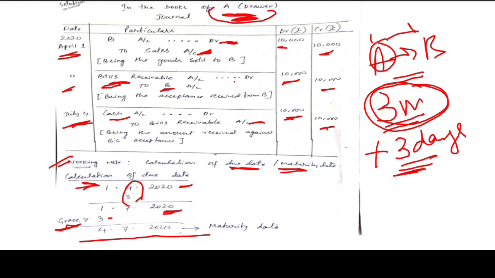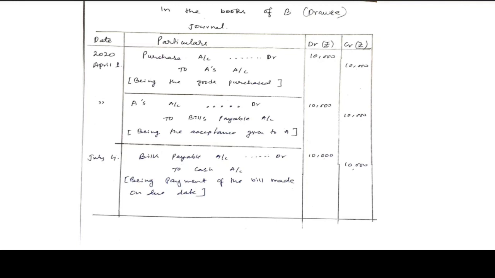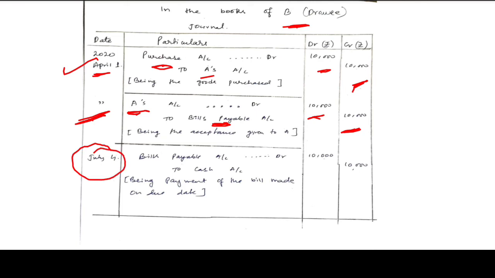Now let's see what entries are made in the books of B, that is drawee. The first entry, on 2020 April 1, B has purchased goods from A. So the entry will be purchase account debit to A's account, 10,000, 10,000. And the second entry on the same date: B has accepted the bill. So the acceptance entry in the books of B, that is drawee, will be A's account debit to bills payable account, 10,000, 10,000.